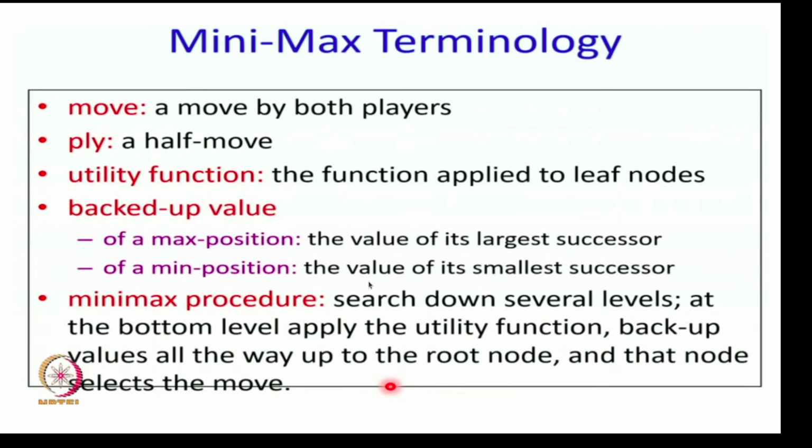Utility function: the function applied to the leaf node. So finally you will be reaching where? The leaf node, and the utility function says you have reached the leaf node. Now what is the effectiveness of the state? Whether you have won, lost, or you are in a draw scenario, right?